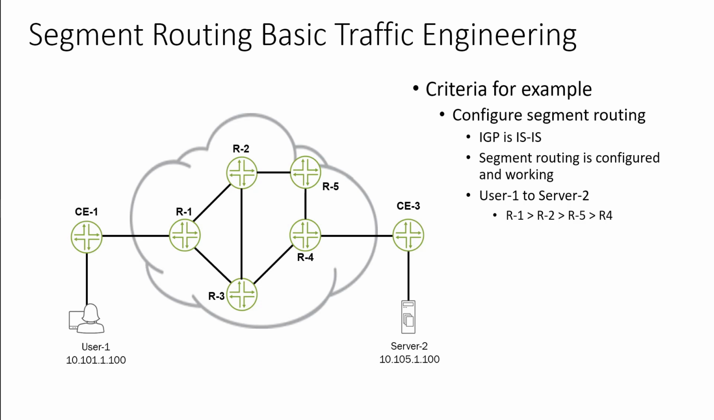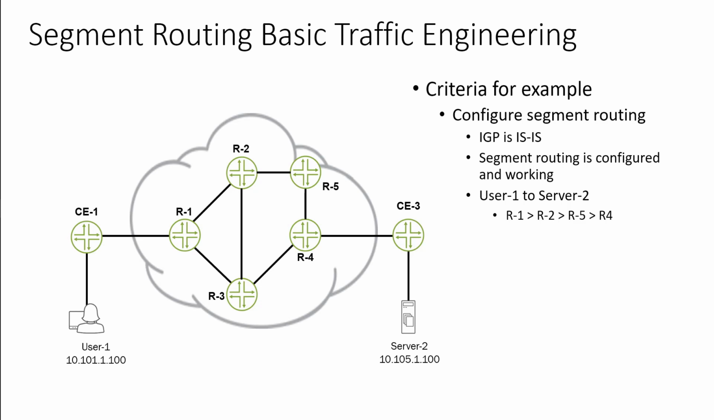And notice how each of them are connected. R1 is connected to R2 and R3. Then R2, which is connected to R1, is also connected to R3 and R5. Then R3, which is connected to R1, is also connected to R2 and R4. And then R5 has two connections, R2 and R4.